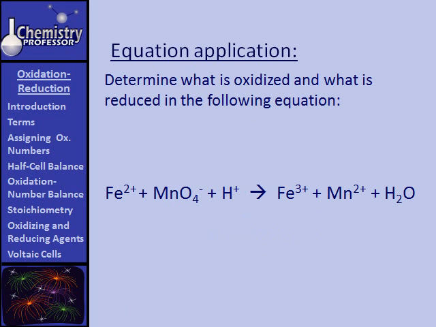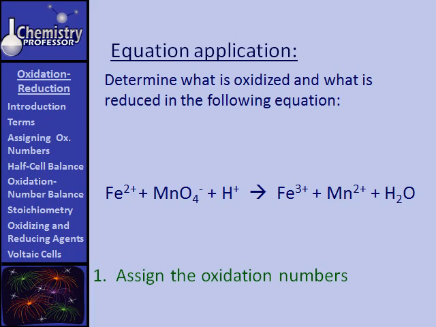Look at this equation. Let's determine what is oxidized and what is reduced in this equation. What's the first thing that we do? We assign the oxidation numbers to everything. Well, a lot of the stuff already has oxidation numbers on it. Isn't that convenient? For example, the Fe is already a +2.